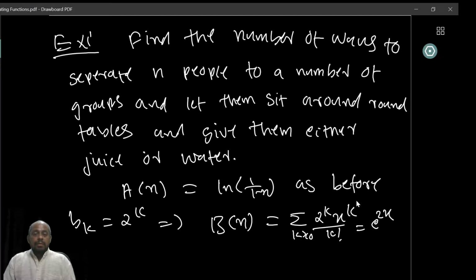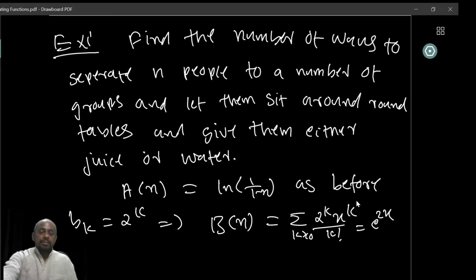No, sorry. We will give either juice or water, right? So there are 2 possible things for each table, therefore 2 raised to k possible choices. So e raised to 2x is the exponential generating function. Now the interesting thing is that when we have this 2 raised to k coming, because we have choices of either this or that involved, we expect that we will have some power of 2 in the answer.